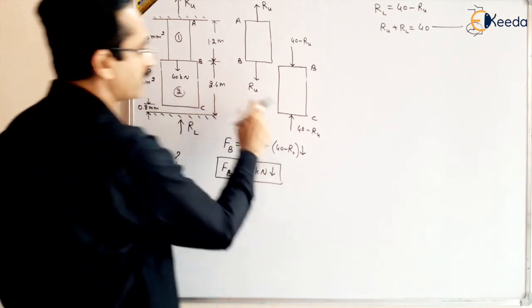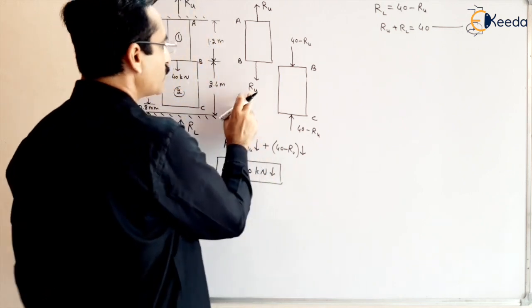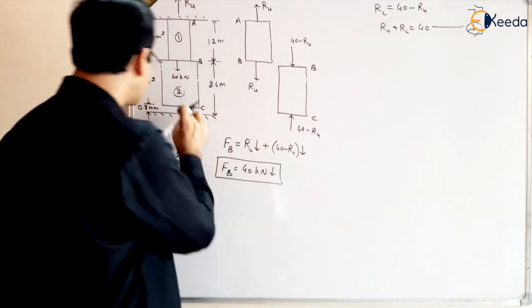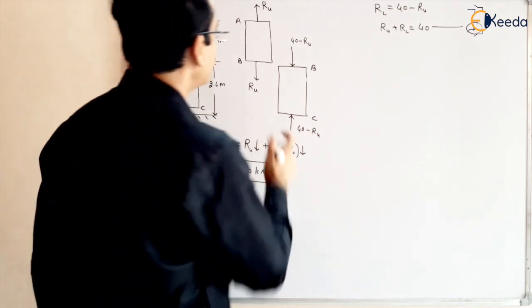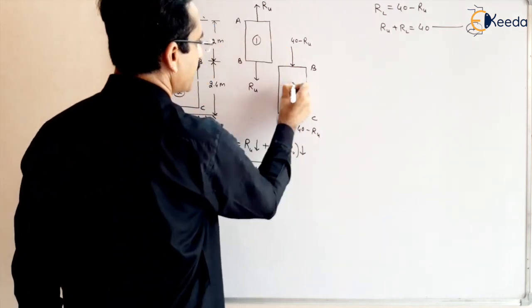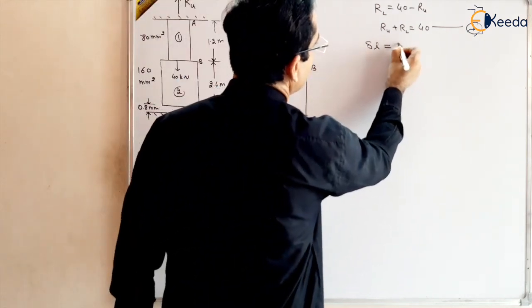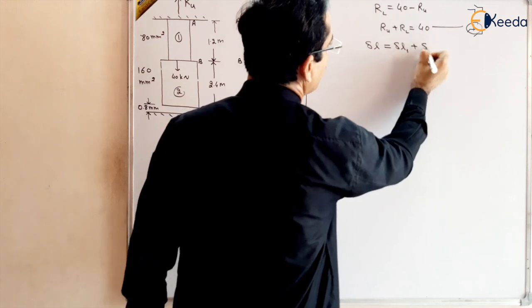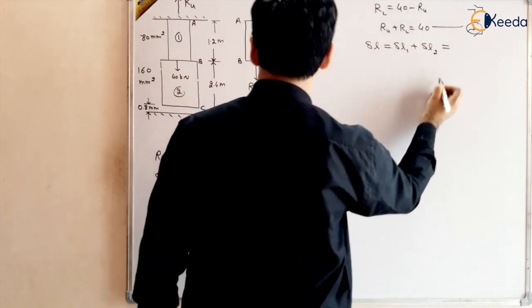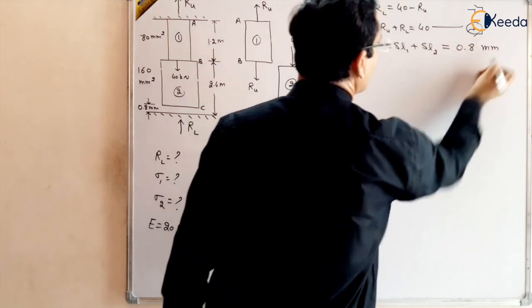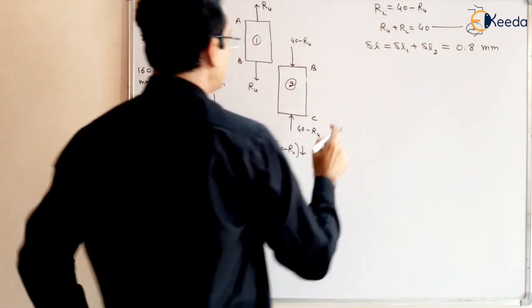So what is the total deformation in terms of forces? Due to RU there is some deformation, due to this there is some deformation, and total deformation is 0.8 mm. So we can write, this is our first part, this is our second part, that total deformation delta L will be equal to deformation due to 1 plus deformation due to 2, and that should be equal to 0.8 mm. So use this equation, the compatibility equation.